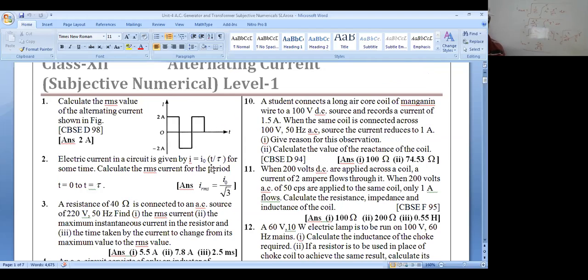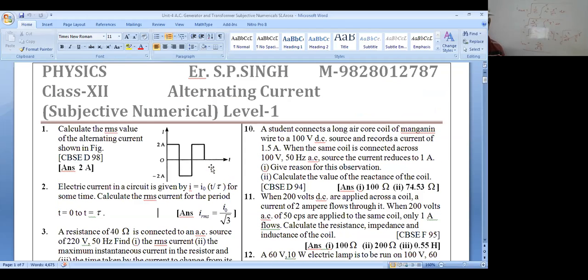In this first case, what is the average value? Definitely 0, because positive and negative cancel like this. If any time period is given, it may or may not be 0. Suppose we are taking 0 to T time period, then it will be 0. Suppose 0 to T by 2 or 0 to this, in all those cases, plus and minus do not cancel out, only plus remains, so you can get the average value. It will not be 0.